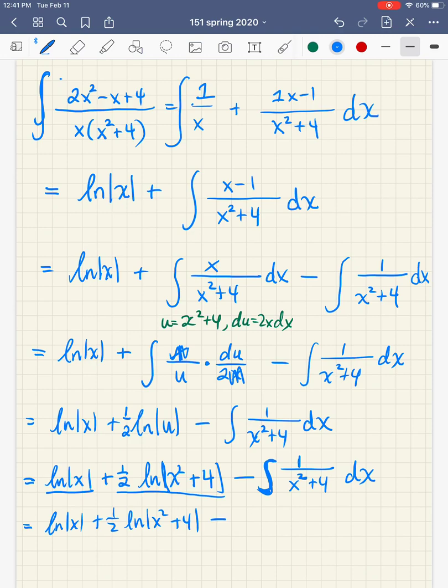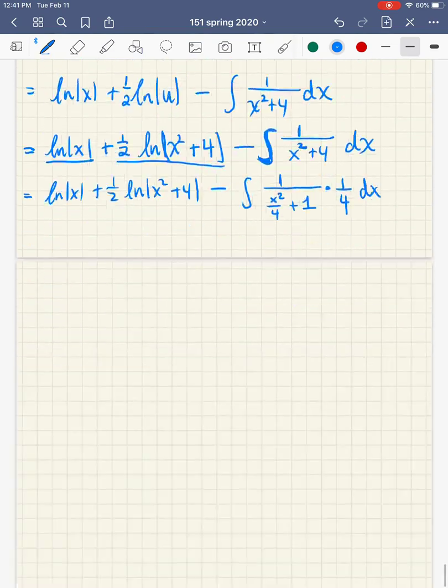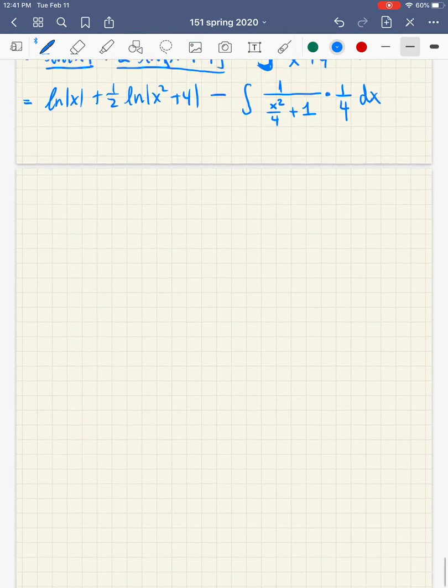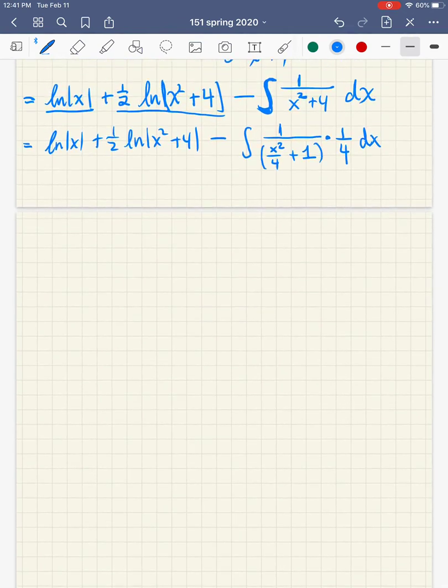I can rewrite this as the integral of, well, let's see. If I wanted to make that something squared plus 1, I could do x squared over 4. I could basically factor a 4 out of this fraction, right? So maybe pause the video for a second here and double check that you believe that factoring this 4 out is going to be true. If I multiply through by this 4, I would get x squared plus 4.